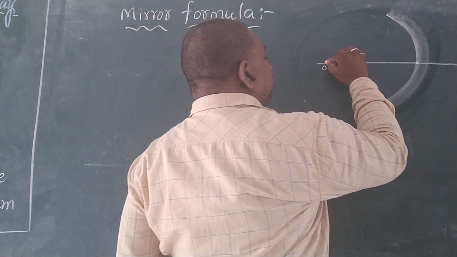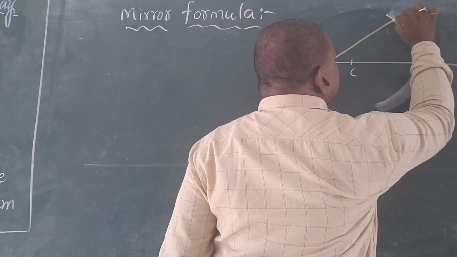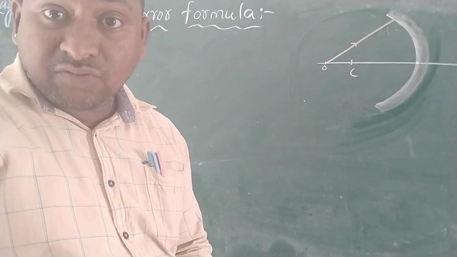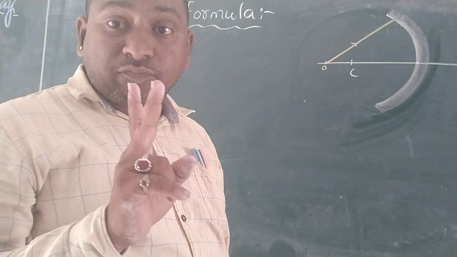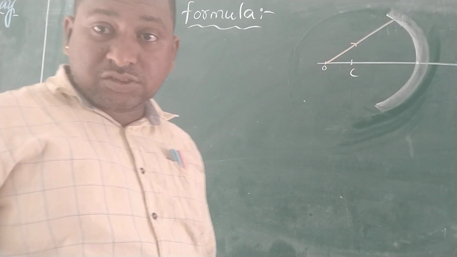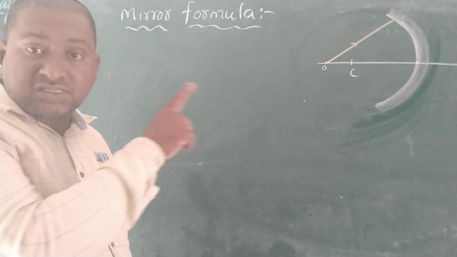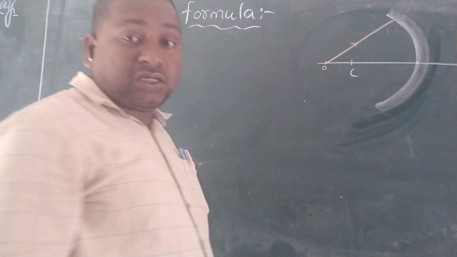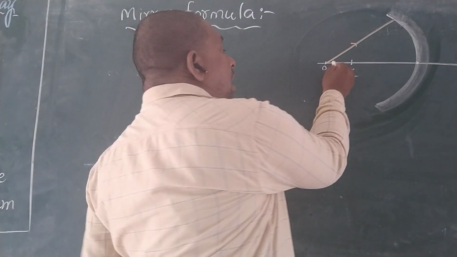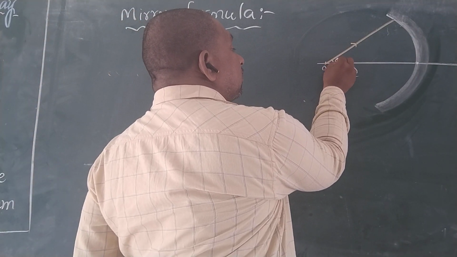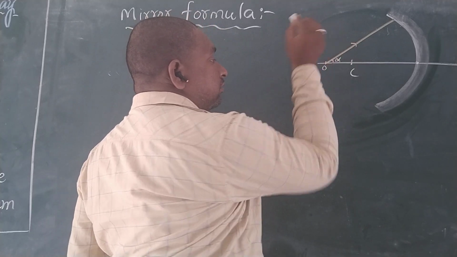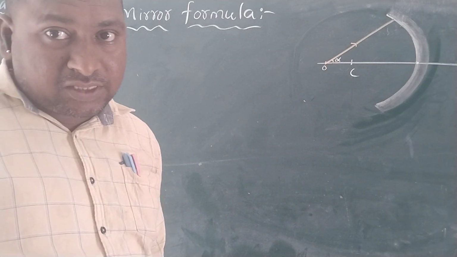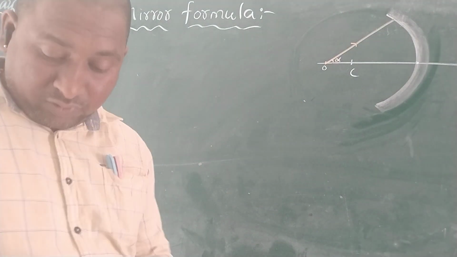This is the object. If you take an incident ray from the object, remember that for the formation of an image, two reflected rays need to coincide. That means two incident rays are required. The first incident ray is taken making an angle with the principal axis. That angle is called alpha. Is it clear?